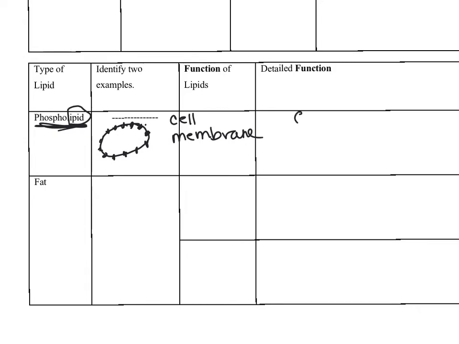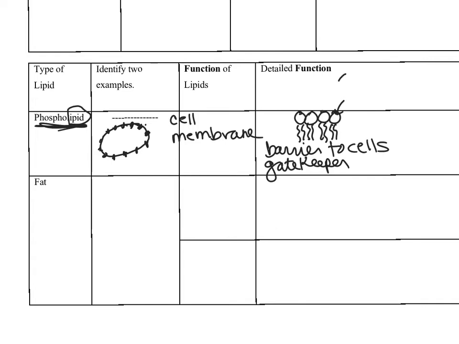If you were to take a really close look at a cell membrane, it's going to look like this. This would be a cross section. You've got a tail and that lipid head on the cell membrane. This makes up your cell membrane, and this is just a barrier to cells. We also call cell membranes the gatekeepers. They help regulate what can get inside of that cell and what has to stay outside.